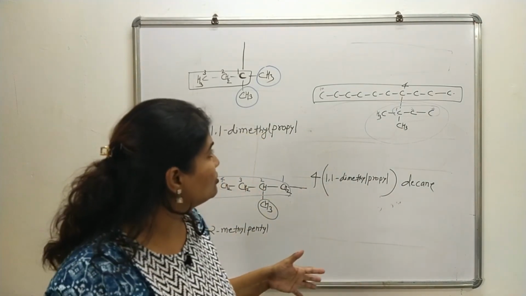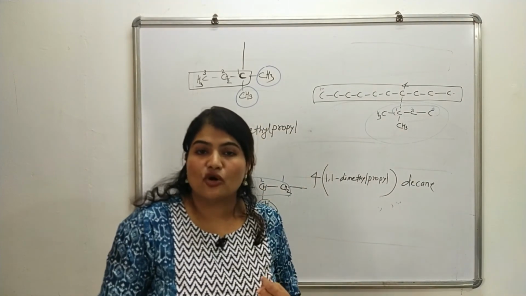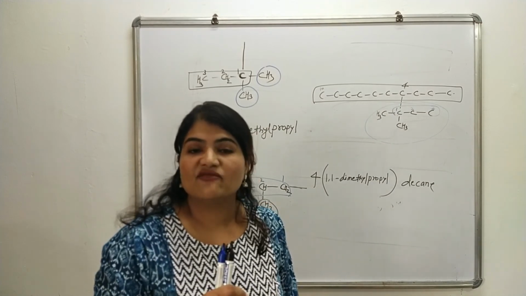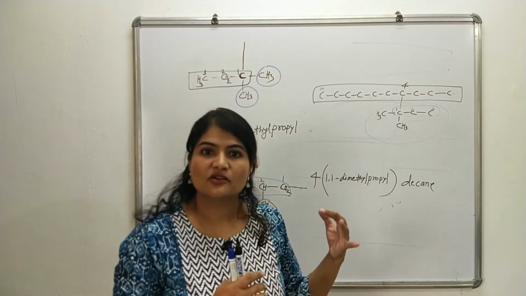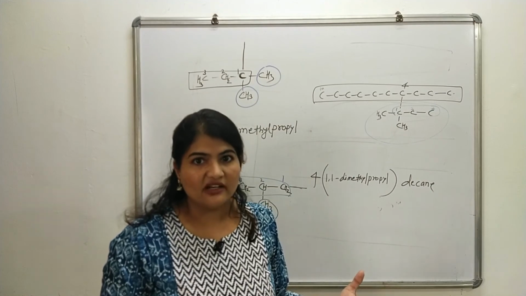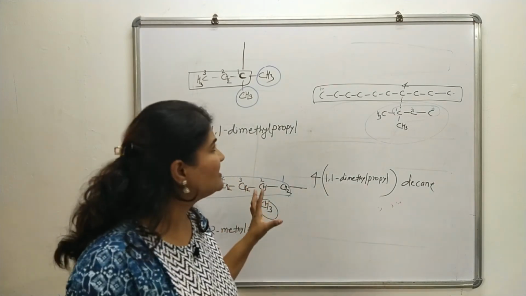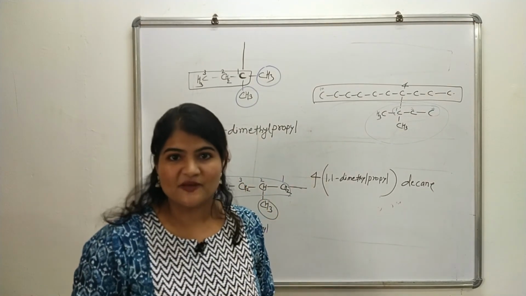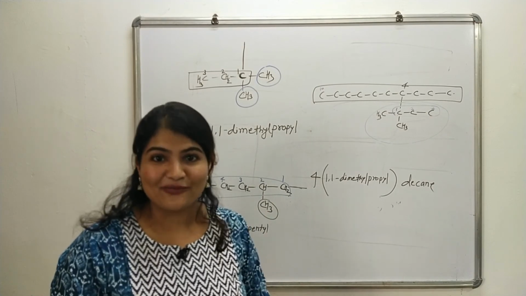So I hope you have understood it. We have talked about straight chain alkyl groups, we have talked about branched chain alkyl groups, common names which are accepted under IUPAC, and some complicated branched alkyl groups. And I hope it is helpful.